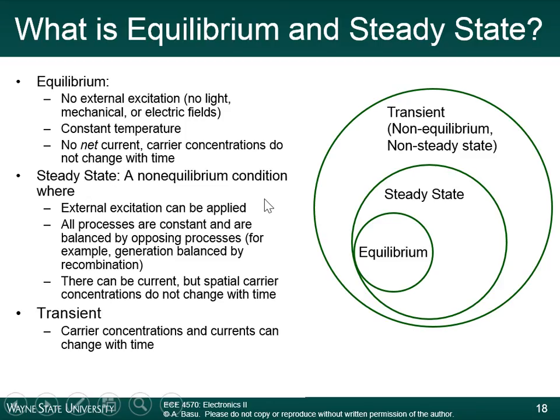Then the simplest situation is where we have equilibrium. Equilibrium is what we did last chapter. We just dope the material, but we don't apply any stimulus to it at all. We figured out the electron and hole concentration. Those are very simple problems to do. No external excitation, no light, mechanical, or electrical fields. You're at constant temperature. And in those cases, you don't get any net current, and the carrier concentrations do not change with time. You can just figure out N0 and P0. That's it.